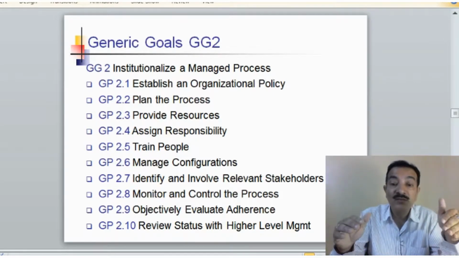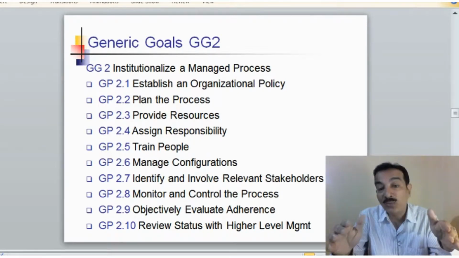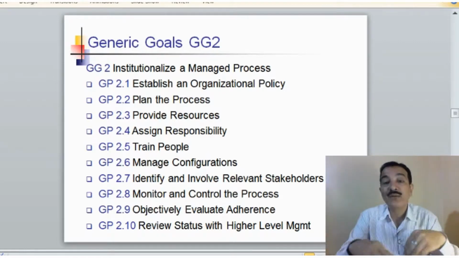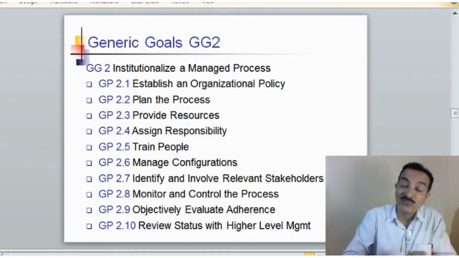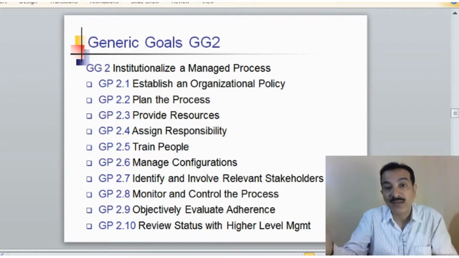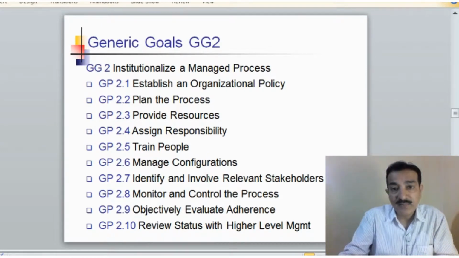So you monitor and control the process. You objectively evaluate whether the process is adhering to the plan, and you review the status with higher management. These are the generic goals.